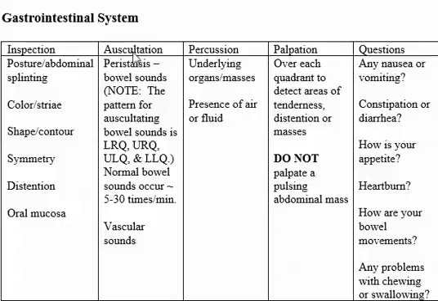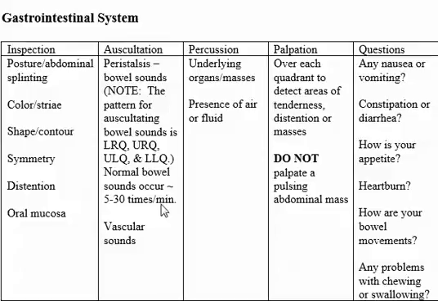Then we are going to auscultate. Okay. With this one, we are going to use the diaphragm of the stethoscope and listen for bowel sounds. Now, the bowel sounds that you hear are from what's called peristalsis, and that is the movement of food through the intestine. Okay. Now, it's important to note the pattern for auscultating bowel sounds: you start in the lower right quadrant, then the upper right quadrant, the upper left quadrant, and the lower left quadrant.